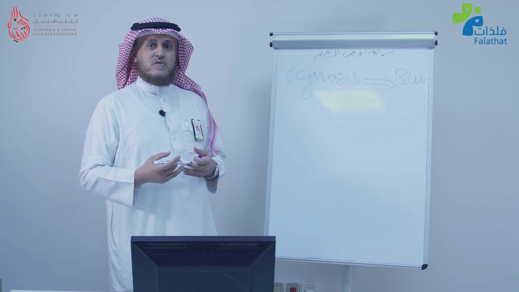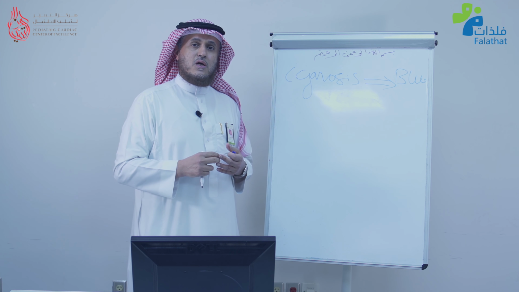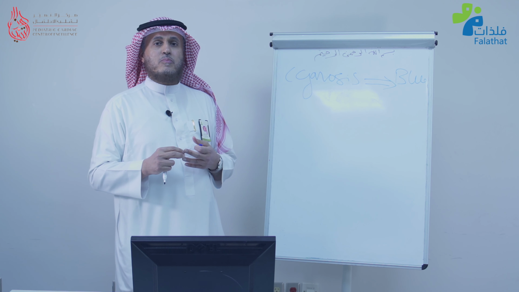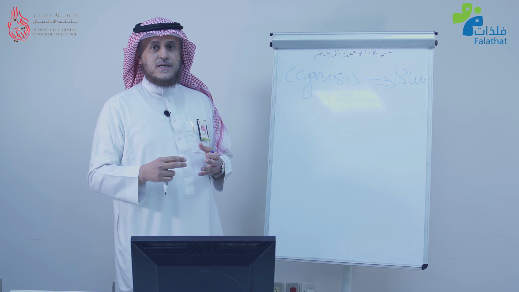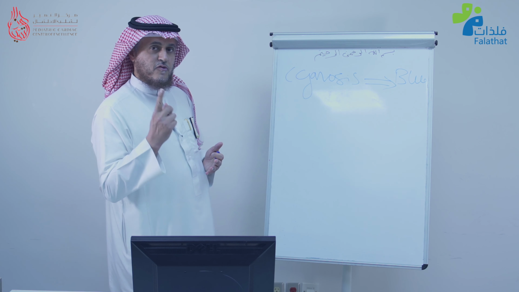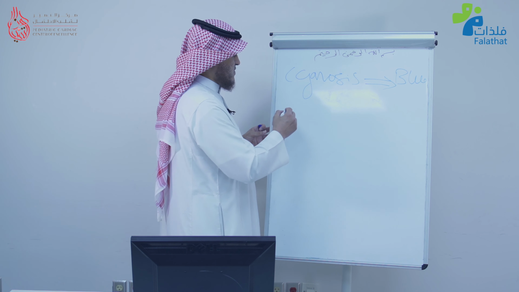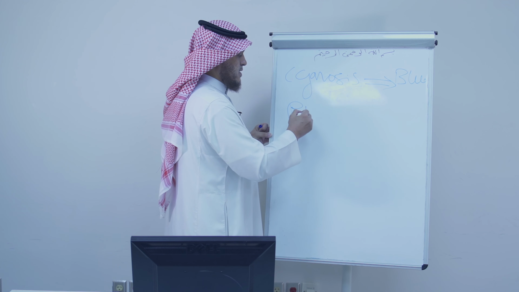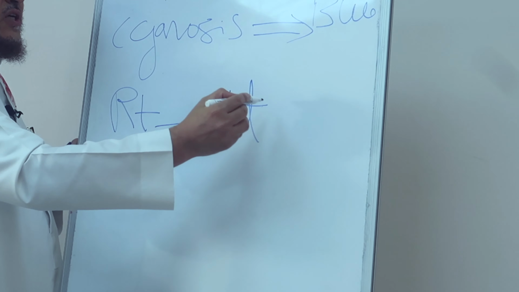From cardiac point of view, cyanosis comes from two major problems that happen to the child or to the infant, and then he or she would get cyanotic. So the first thing, the major cause of cyanosis, is the right to left shunt.